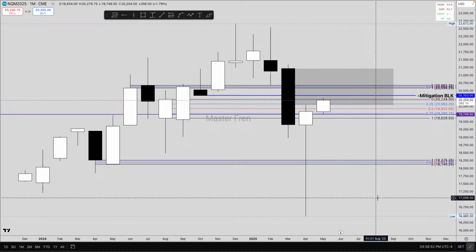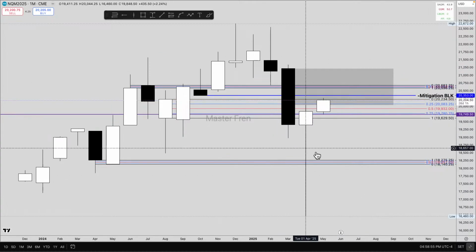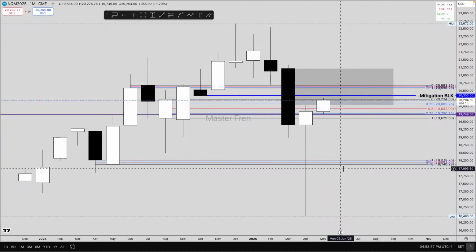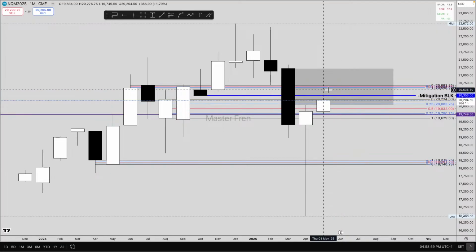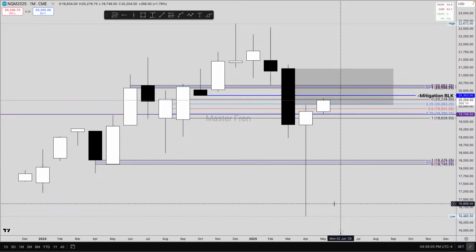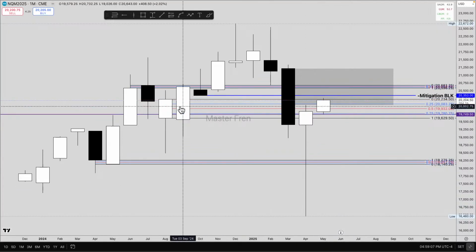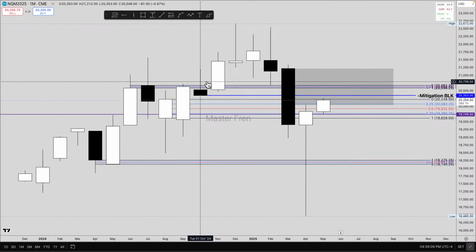How do you know when your model's going to fail? If I was bearish, this would be a bearish model. Like perfect, actually. If it came up to consequent encroachment of the fair value gap, I would expect to see some sensitivity back to the downside. But because I'm bullish primarily, I want to see price rip through this violently.